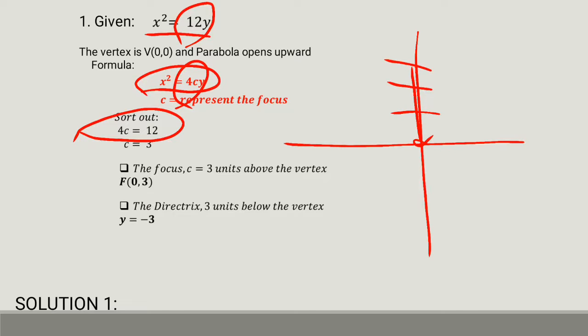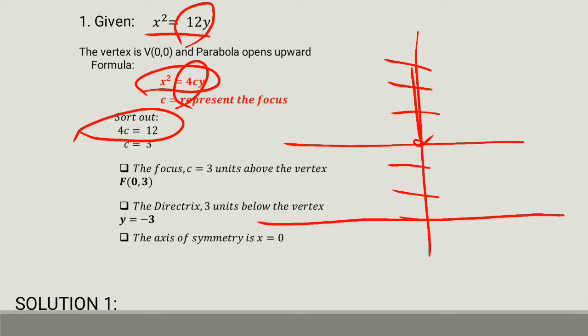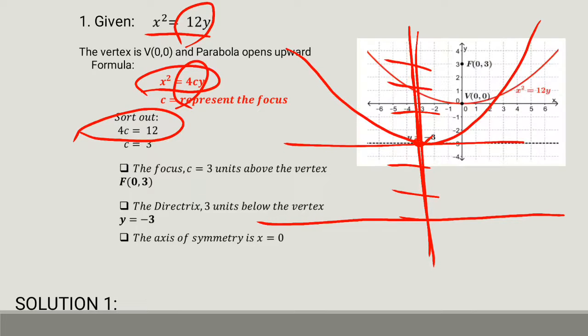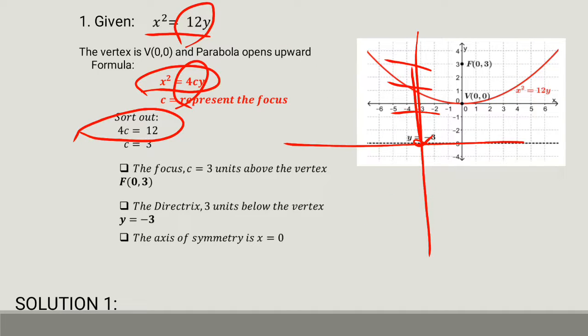Then, for our directrix, we have naman 3 units below the vertex. So, meron tayong y is equivalent to negative 3 because it is a line. Ayan. Then, next, meron tayong axis of symmetry. Ang axis of symmetry natin is equivalent to x is equivalent to 0. Ito yun. Then, next, so this will be our graph.